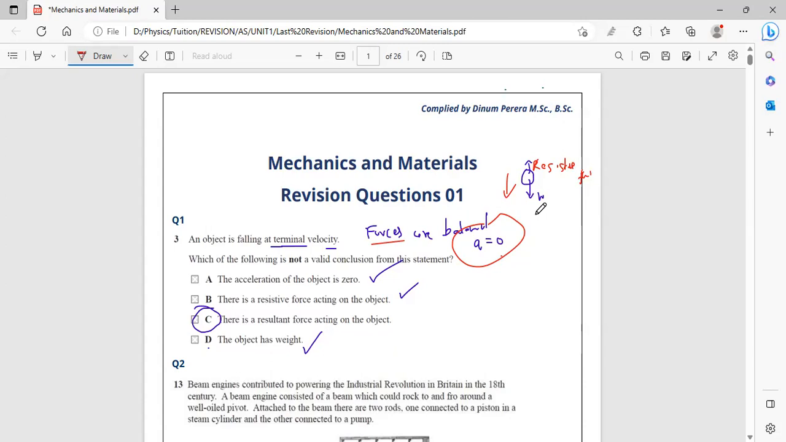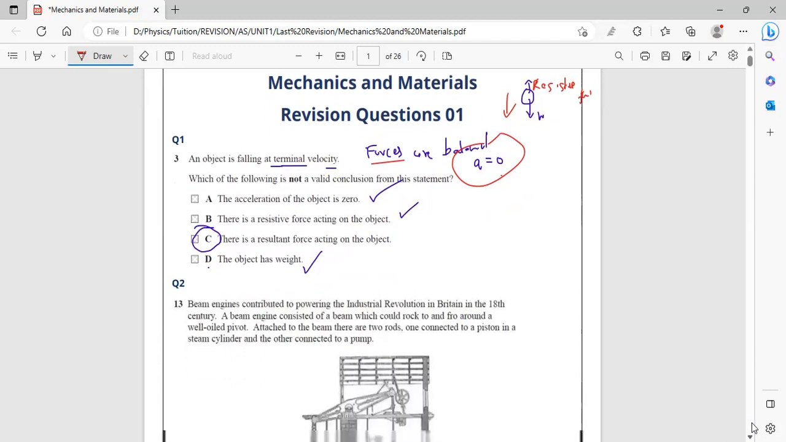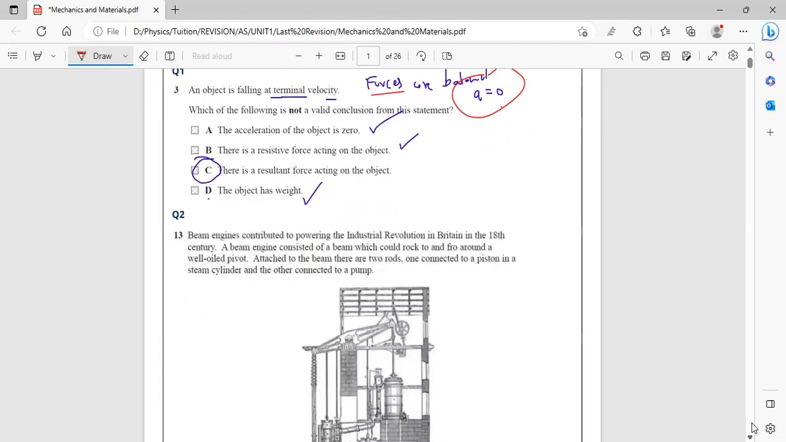There is a resultant force acting on the object. Cannot be the case. If there's a resultant force acting on the object, it should be accelerated, but the acceleration is 0 here. So C is the wrong answer. The object has a weight, obviously. Object must have, otherwise it won't fall. Right? Question number 2.